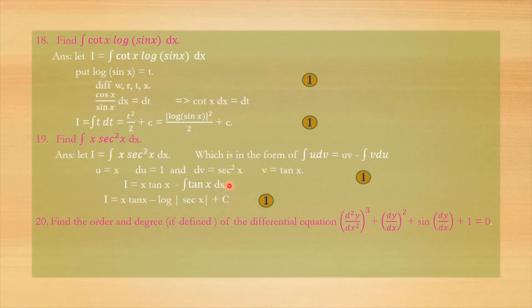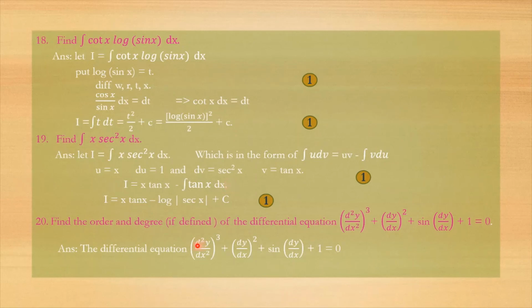Find the order and degree, if it is defined, of the differential equation (d²y/dx²)³ + (dy/dx)² + sin(dy/dx) + 1 = 0. Dear students, please note the given equation.